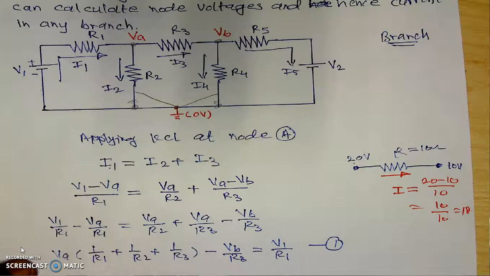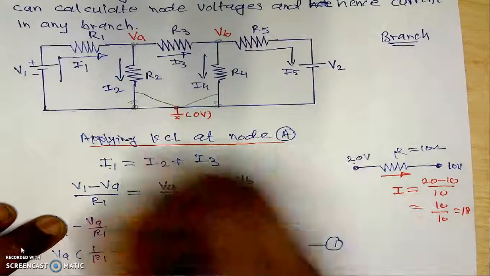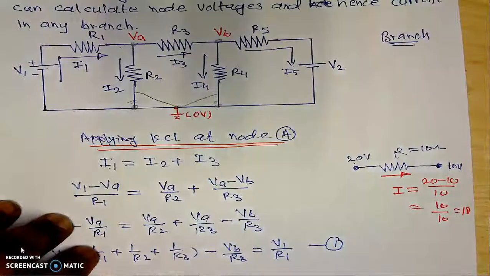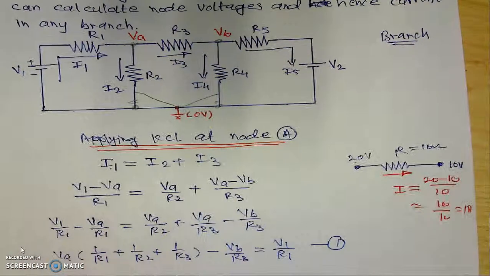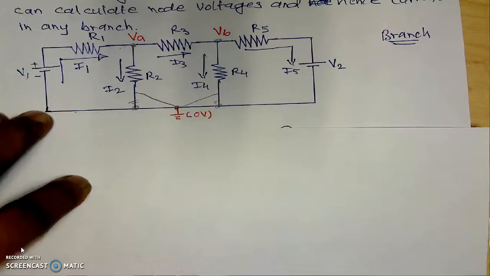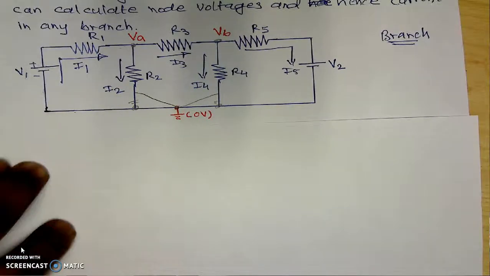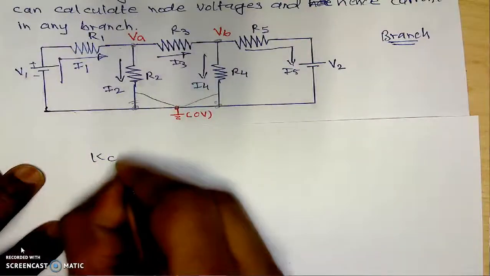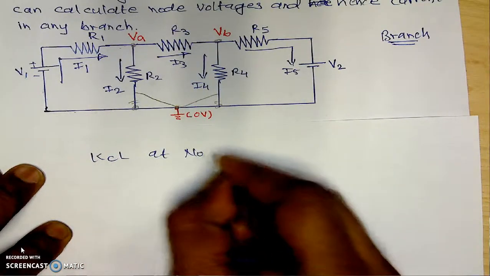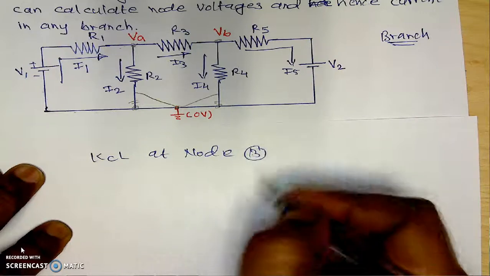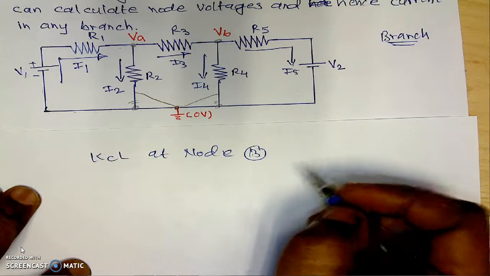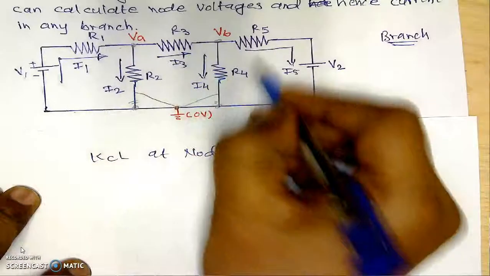Similarly, we will apply KCL, that is Kirchhoff's current law, at node B and find out its equation again. Now here I will apply KCL at node B. How is Kirchhoff's current law? Incoming current is equal to outgoing current. This is incoming, this is outgoing and this is outgoing.